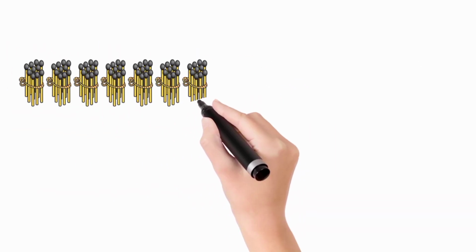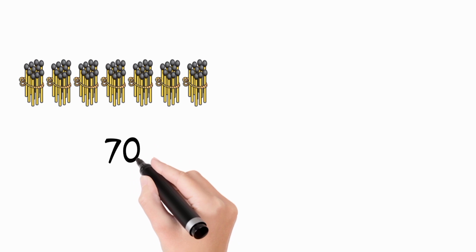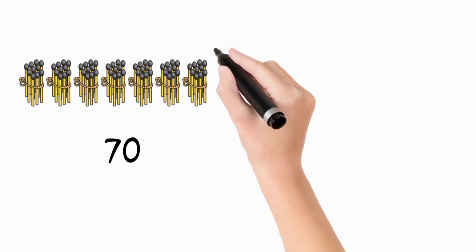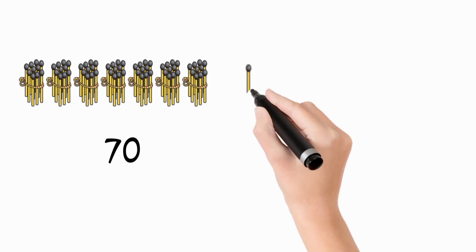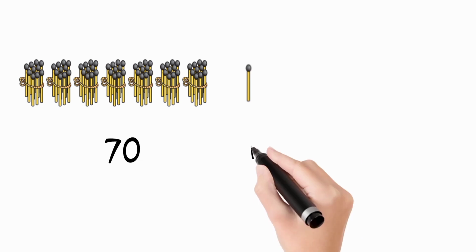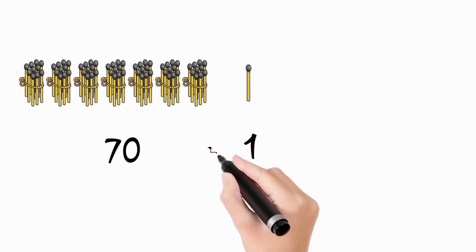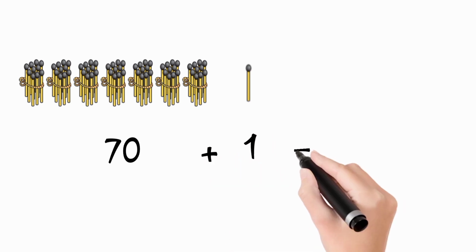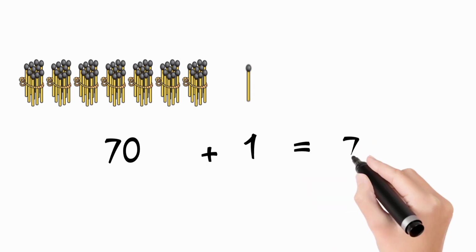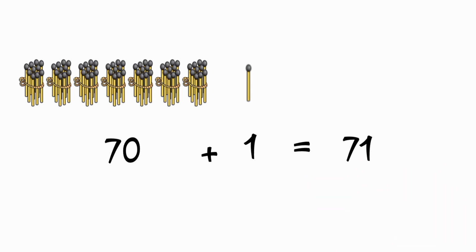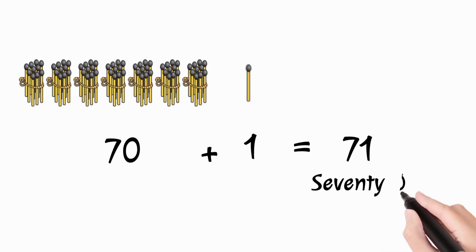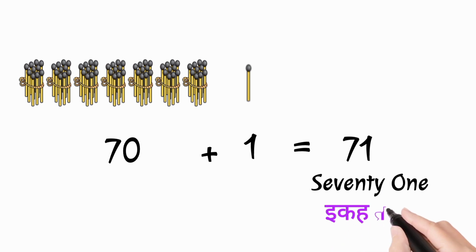Now we have 7 bundles, which means 70, and 1 loose matchstick. So 70 plus 1 is equal to 71. 7 tens and 1 ones. 71. इसे हम 71 कहते हैं.